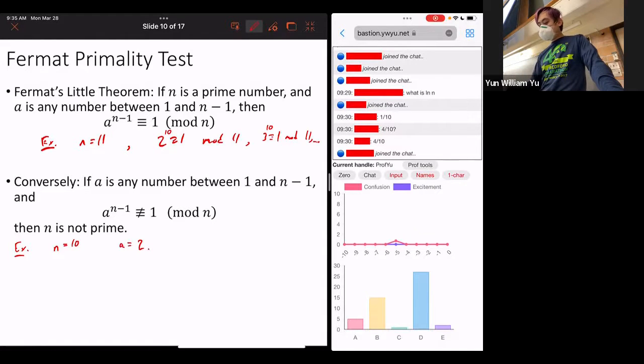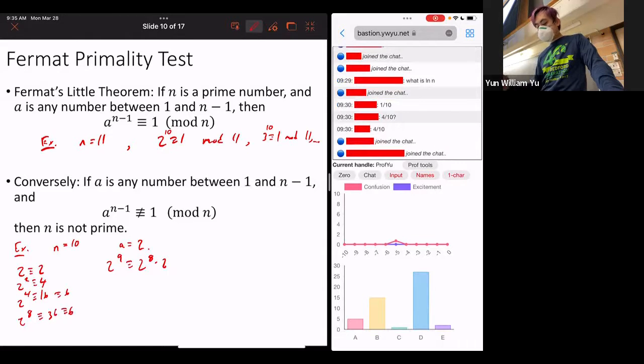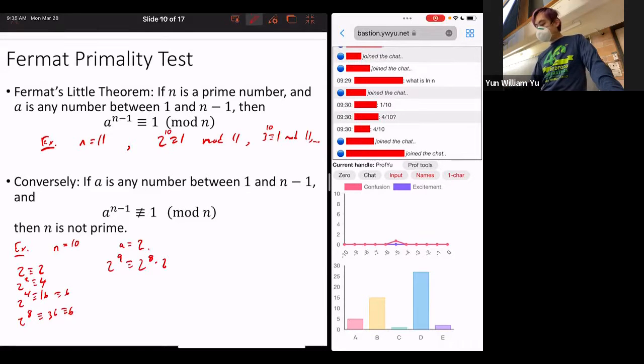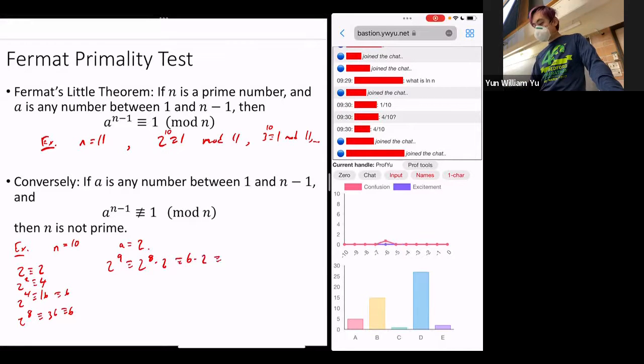Well, then what happens? What is 2 to the 9? Well, 2 to the 9 is congruent to 2 to the 8 times 2. Well, what is that? 2 is congruent to 2. 2 squared is congruent to 4. 2 to the 4th is congruent to 16, which is congruent to 6. And 2 to the 8th would then be congruent to 36, which is congruent to 6. And so then 2 to the 9 is congruent to 2 to the 8 times 2, which is congruent to 6 times 2, which is congruent to 2 mod 10. And that, of course, implies that 10 is not prime.